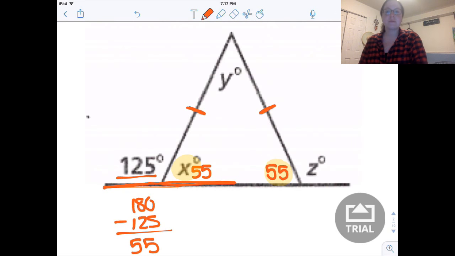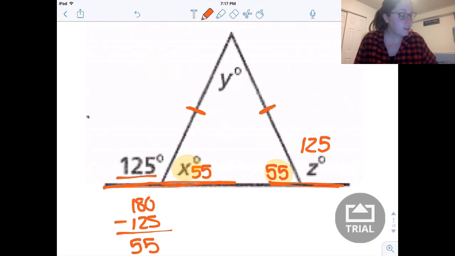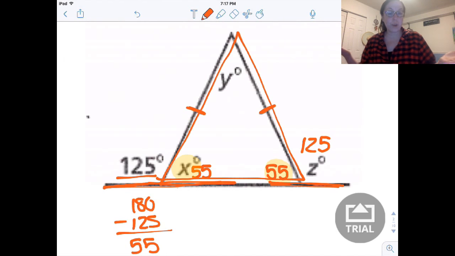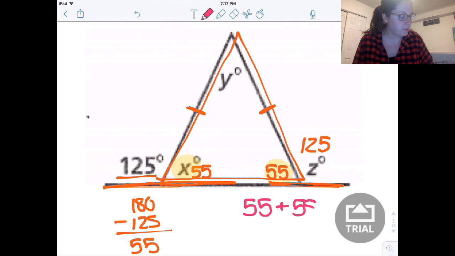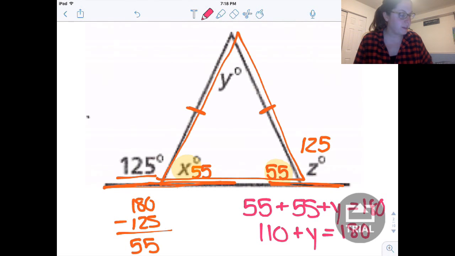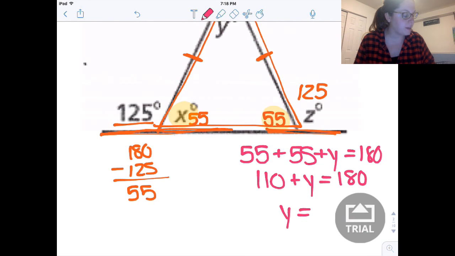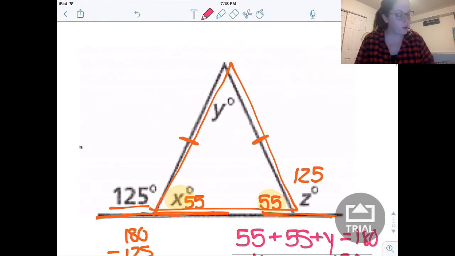Now, keep thinking, okay, these make a linear pair. So if that's 55, this is 125. And then again, look and see, oh, this is a triangle. Angle sum in any triangle is going to be 180 degrees. So I can add up those two angles, 55 plus y has to equal 180. This is 110 plus y equals 180. And so then I would get y equals 70 degrees. So that would be one way to solve for it.